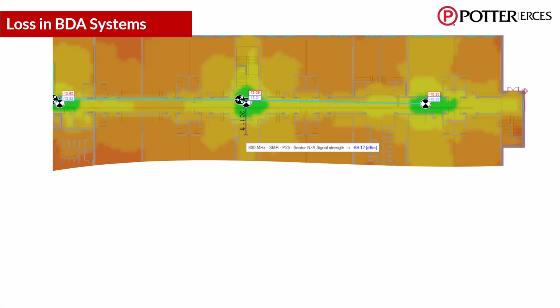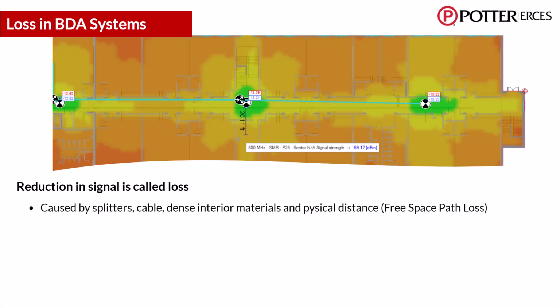Some components in an ERCES can reduce signal. This is called loss and can happen as the result of splitters, cable, dense interior materials, and a phenomenon called free space path loss. Reducing the amount of loss in the ERCES will result in increased signal to the antennas. However, loss can also be used as a tool to pinpoint coverage and help balance an ERCES.